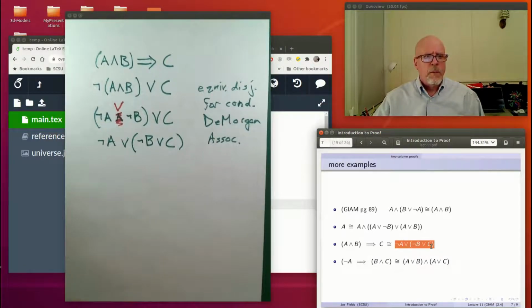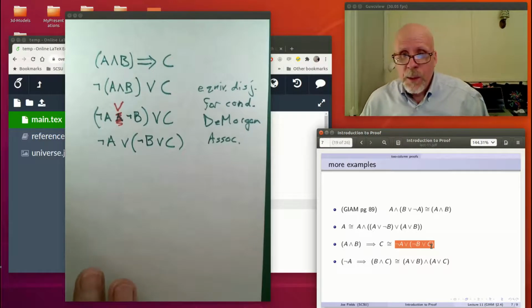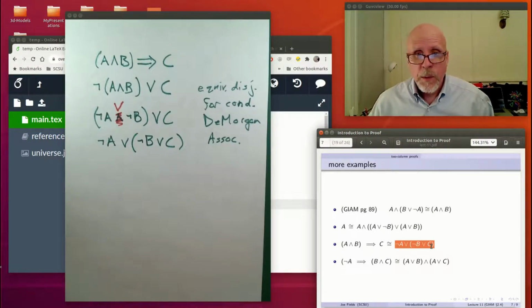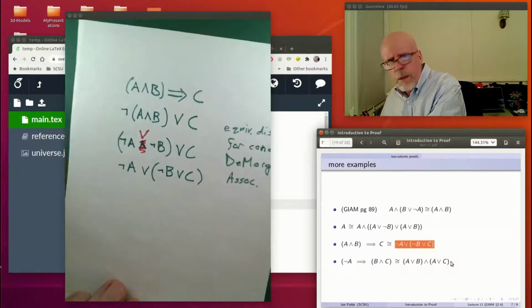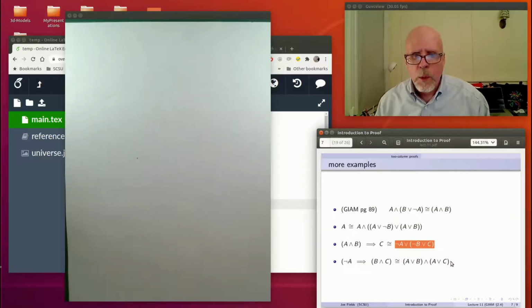I really should apologize for my handwriting. Looking back at it, it really stinks. Anyway, that's what it is. One more of these, and then we'll actually be done with our examples of two-column proofs, I think. Let's see. I'm looking at the count on the slides, and it would seem like there's more, but let's go.